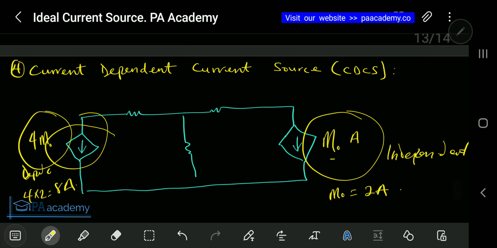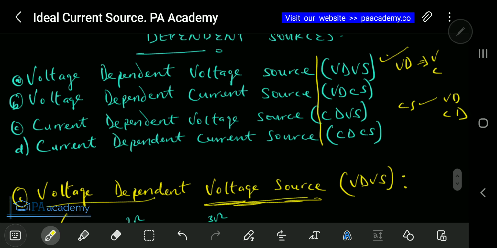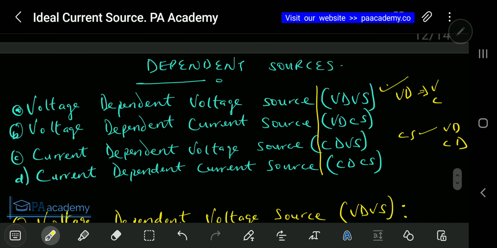So with that, I hope you've been able to understand the 4 different dependent sources that we talked about in this video. If you are still confused about it, I would encourage you to go ahead and watch the video over again and try to understand the basic difference. It is very simple and pretty straightforward.